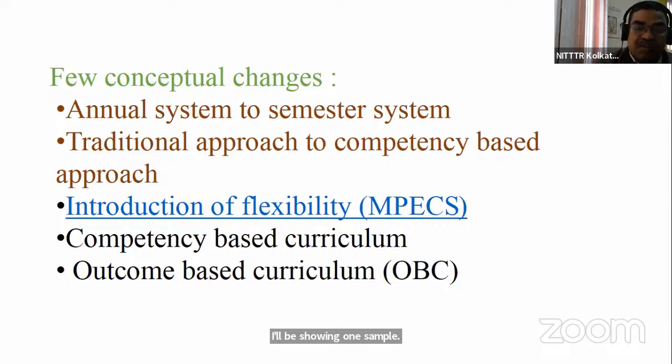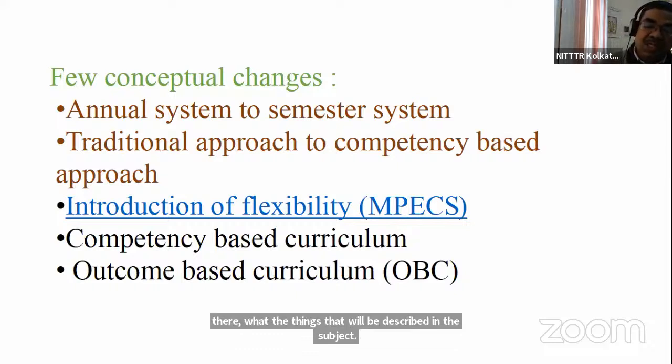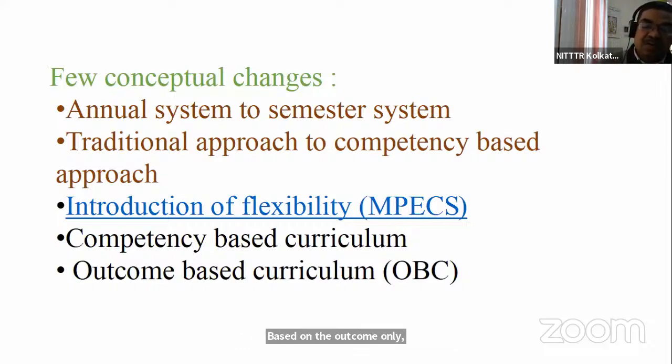Outcome-based curriculum is what we talk about as a part of outcome-based education. It is based not only on subject requirements but on the outcome from the curriculum. Based on that outcome itself, the curriculum has to be developed in a backward manner, not starting from the subject or what the subject will describe. Based on the outcome only, the entire thing has to be developed as a part of your outcome-based curriculum.